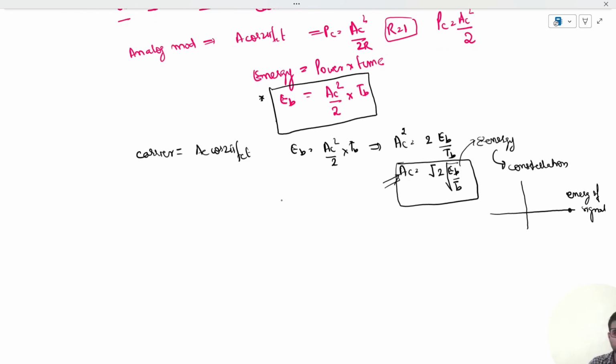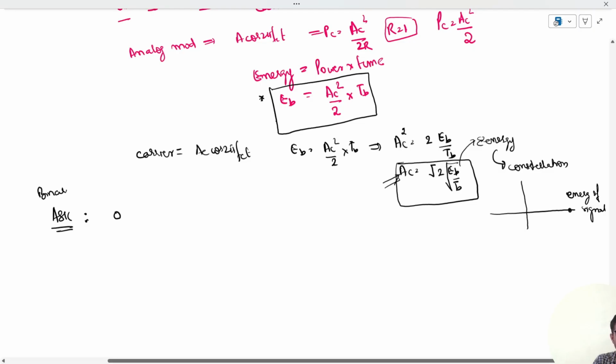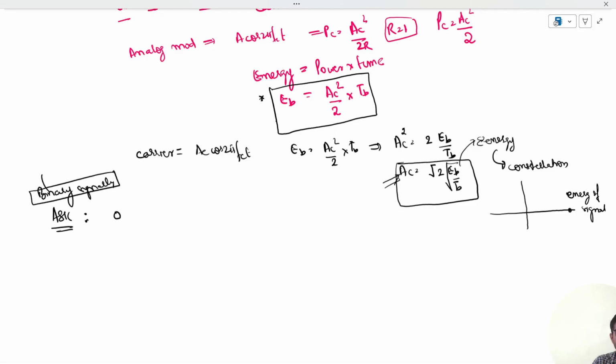So if this is clear, in case of ASK, what are we having? This is a binary signaling scheme. So we will always talk about only two different bits, that is 0 and 1, or we can say two different signals, S1(t) and S2(t), representing 0 and 1. 0 we have already seen is represented as Ac cos 2πfct multiplied by 0, that is nothing but 0, and 1 is represented as Ac cos 2πfct.